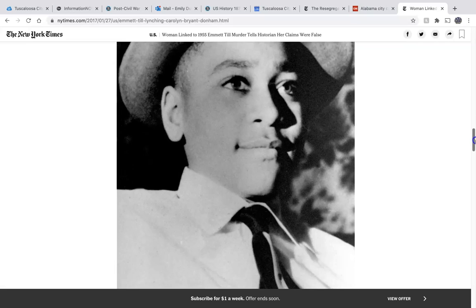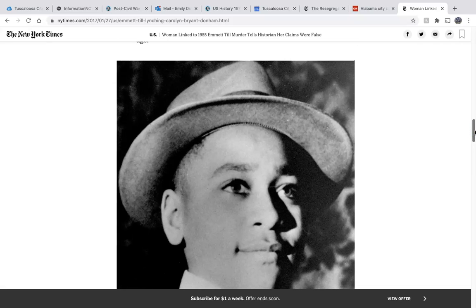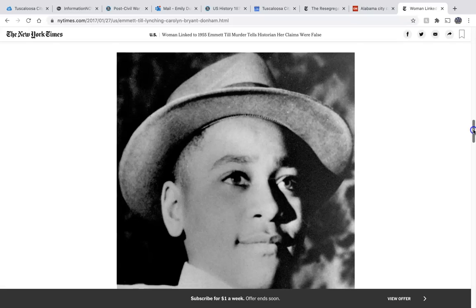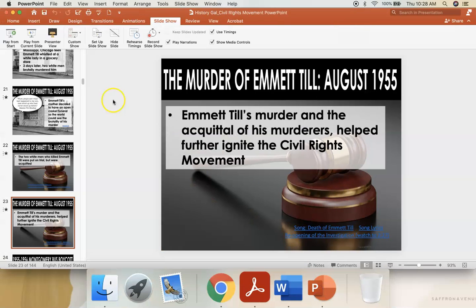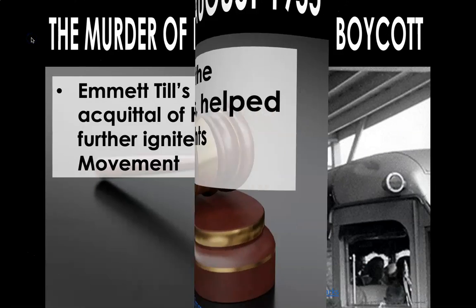This is a picture of Emmett Till. I'm not going to scroll down even more because I don't know if it's going to show the other picture of him after he died, so I don't want you to see that. You can Google it on your own. But you do need to know what happened. But this was Emmett Till before he was killed. So back to the notes. All right. We talked about that.